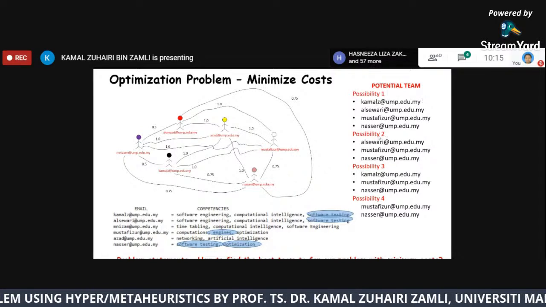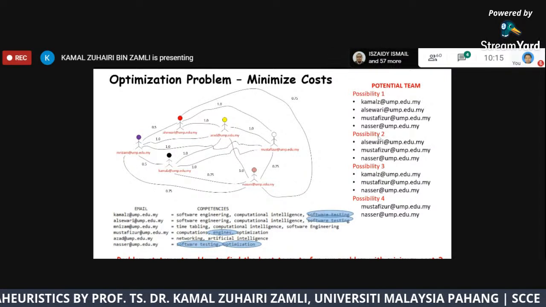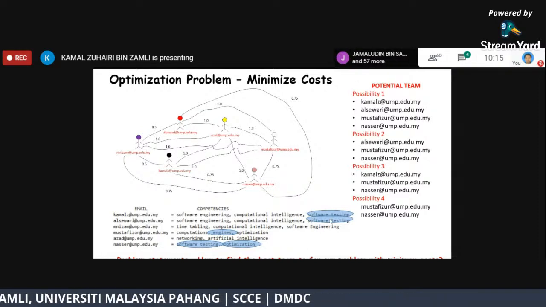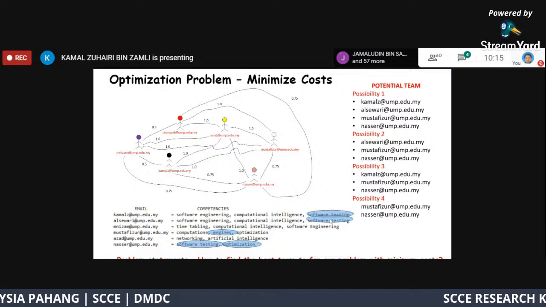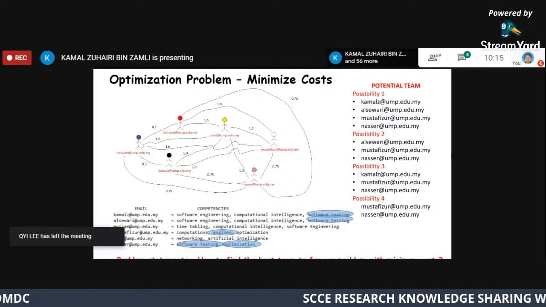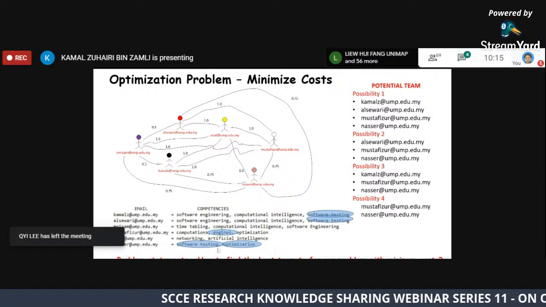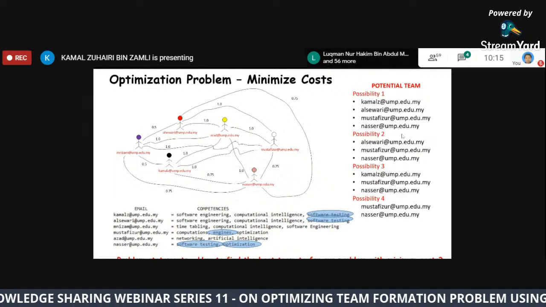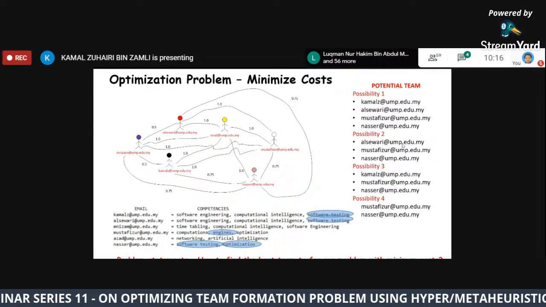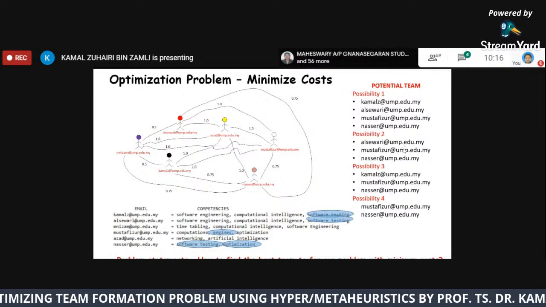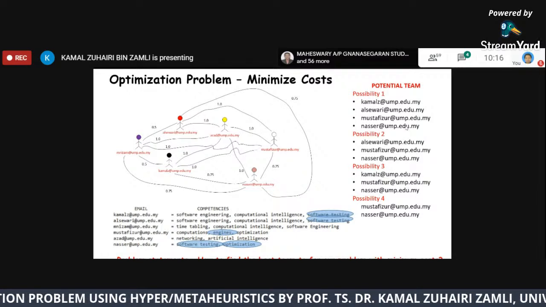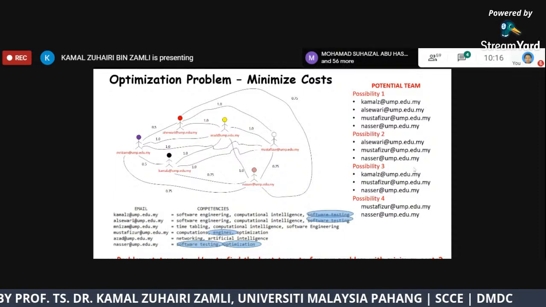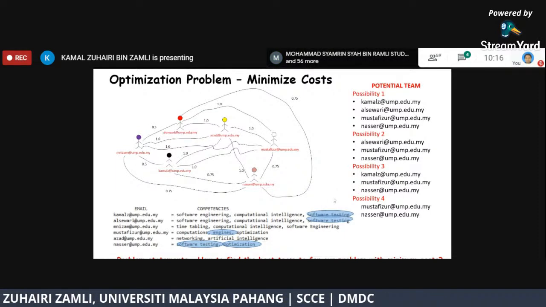But I can also have possibility 2, where I can have Zuhairi, who has the skill of software, because we're looking for software testing, engine, and optimization. We're looking for these 3. So if you look at this, Zuhairi has software testing, Mustafizo has engine, and Nasir optimization. So if I take possibility 2, I can now build a team that can address the same project with the same requirement of expertise. I can also have a possibility 3, instead of having just Zuhairi, I replace also with Kamal because he also has the same skill.